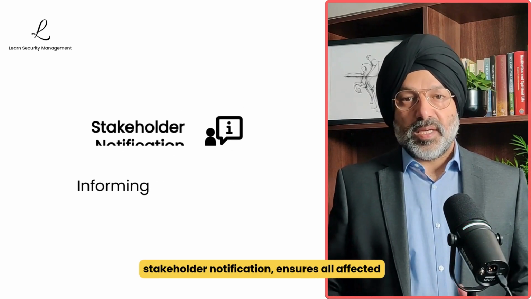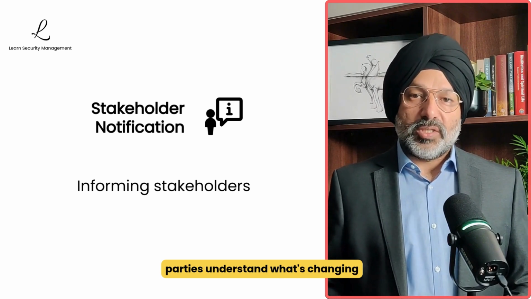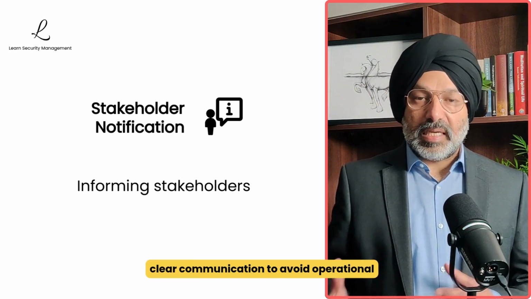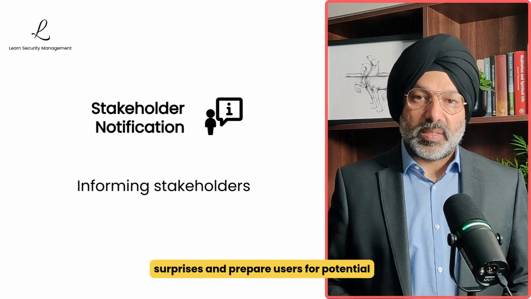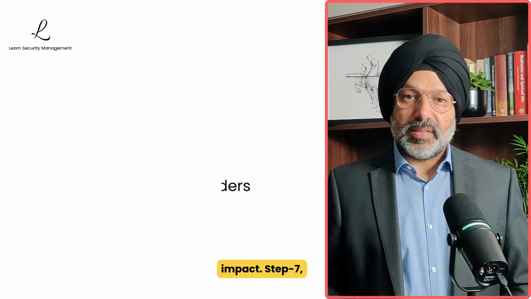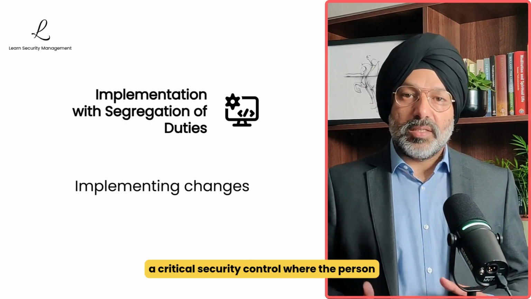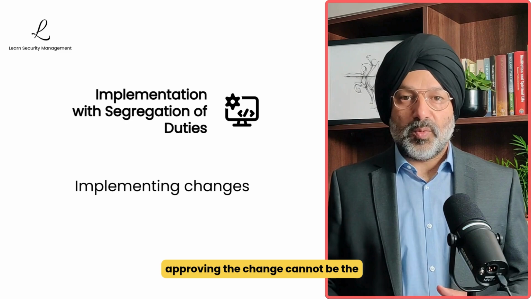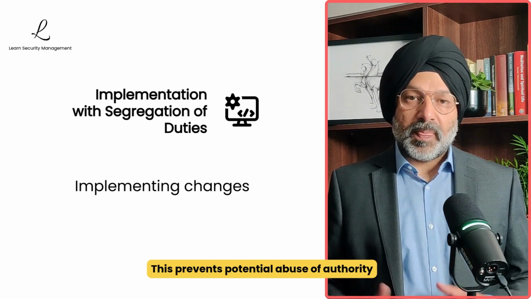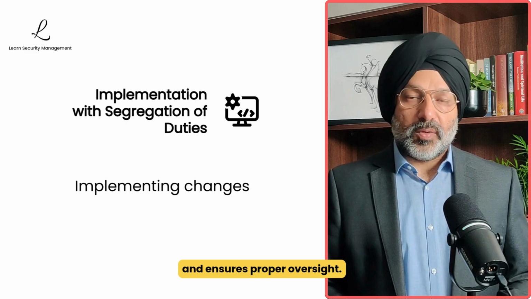Step 6, stakeholder notification, ensures all affected parties understand what's changing and when. The CBK particularly emphasizes clear communication to avoid operational surprises and prepare users for potential impacts. Step 7, implementation, must enforce segregation of duties, a critical security control where the person approving the change cannot be the same person implementing it. This prevents potential abuse of authority and ensures proper oversight.